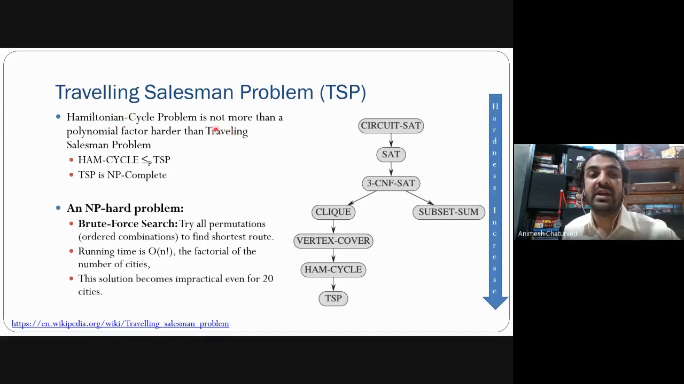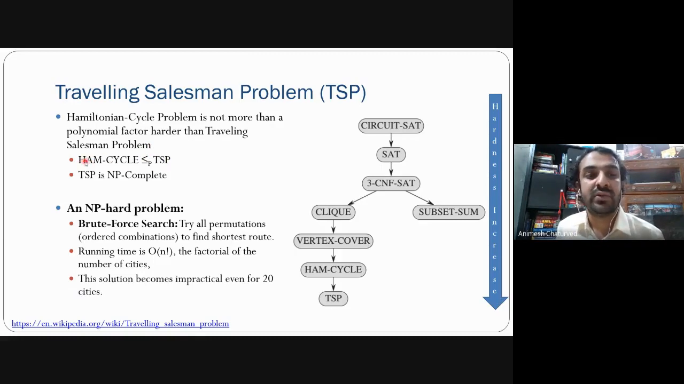And they said that if you can solve Hamiltonian cycle, then you can also solve traveling salesman problem because it is not a polynomial factor harder. It means the difference is just related to a polynomial factor, and Hamiltonian cycle is polynomial factor easier to solve as compared to the traveling salesman. You can also infer this from this statement.